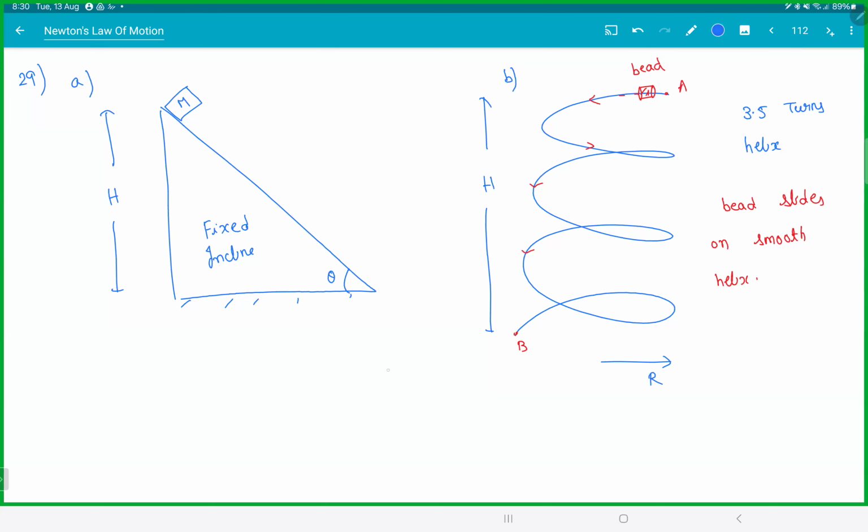Let's do the A part. Both are connected actually. Find time taken to reach the ground.